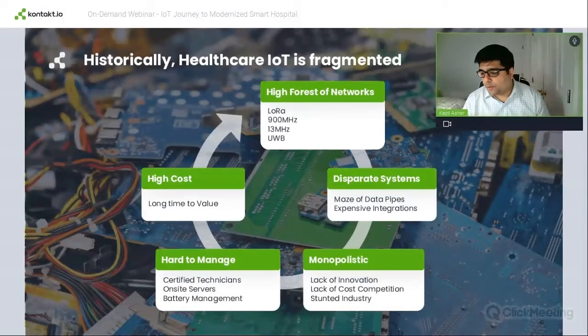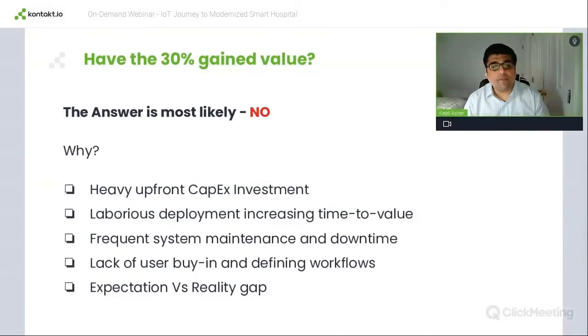So the question is, have the 30% gained any value? And the answer is most likely no, right? So why is that? Let's go through that line by line. So first, there is heavy capex investment, like I said, that is needed to get the project off the ground, putting a significant financial pressure on the project to begin with, even before any benefit has been realized. Then it takes about 9 to 12 months of deployment time before any benefit can be recorded. So increasing time to value.